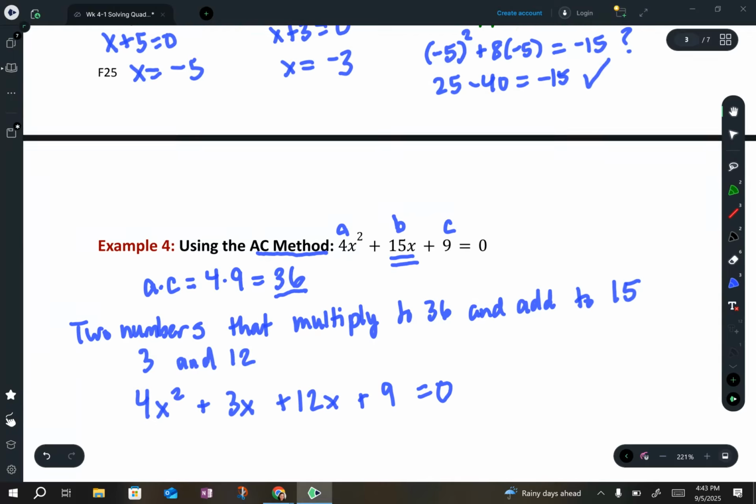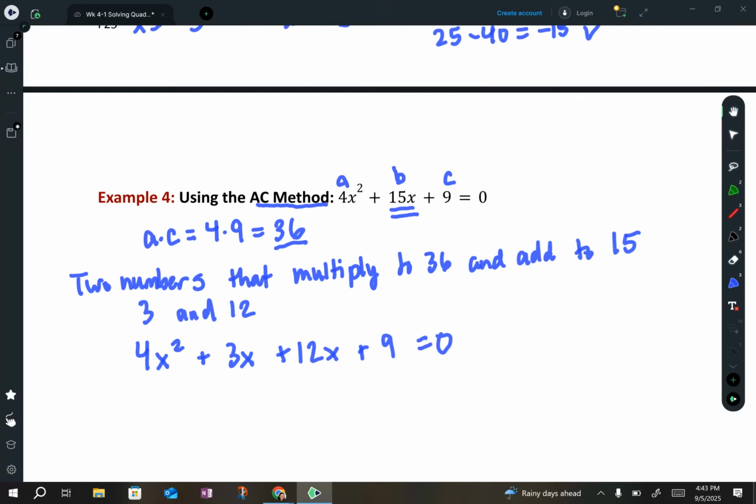All right, so I've split that middle term up. It's still equal to 4x squared plus 15x plus 9, but it's written as 3 and 12. And now I'm going to go to factoring by grouping. And if you don't remember factoring by grouping, please go back to our Canvas shell. There's going to be a video on it that you can watch and review.